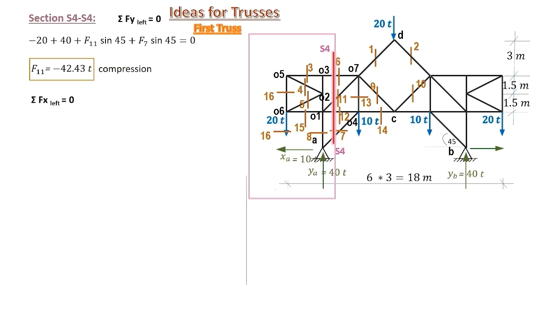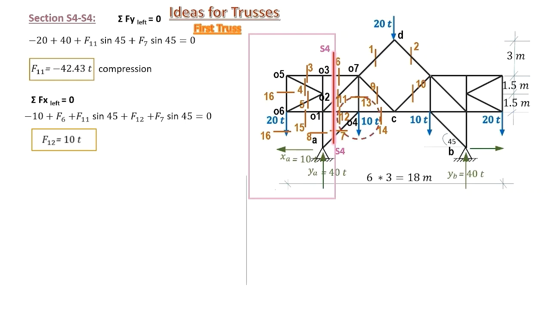Considering forces in the x direction, we already computed the force in member 6, and we are left with member 12 unknown. Of course, all other members are previously computed. Just substitute for their values and we have F12.